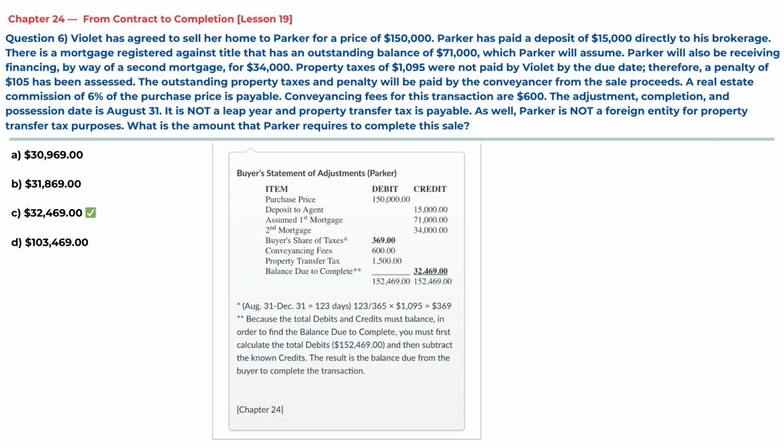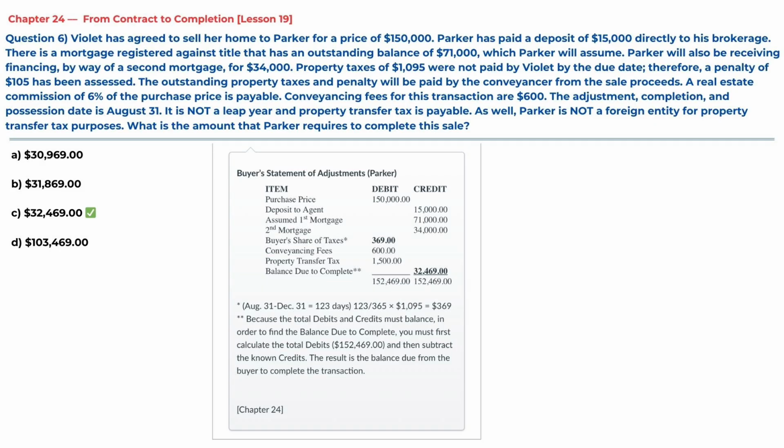Item. Purchase price, $150,000.00, debit. Deposit to agent, $15,000.00, credit. Assumed first mortgage, $71,000.00, credit. Second mortgage, $34,000.00, credit. Buyer's share of taxes, $369.00, debit. Conveyancing fees, $600.00, debit.